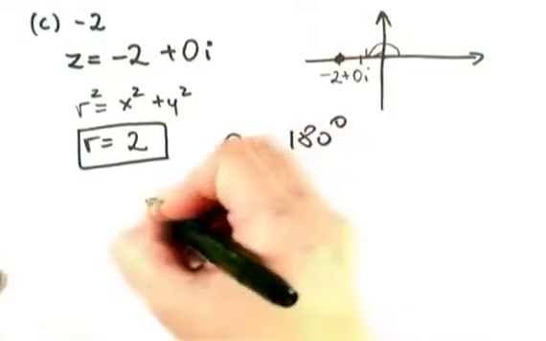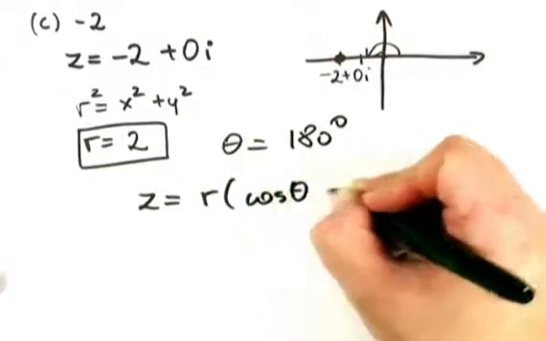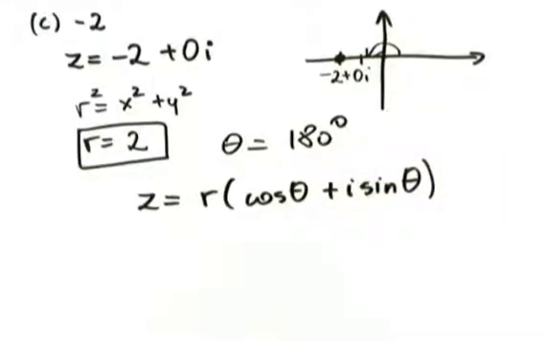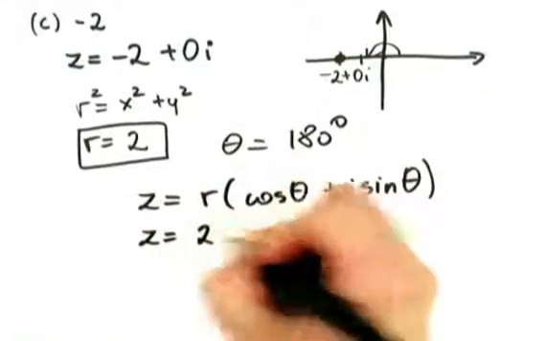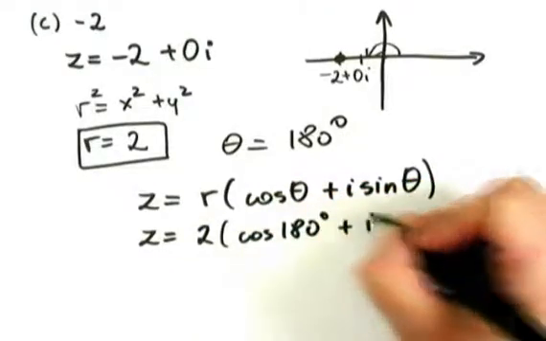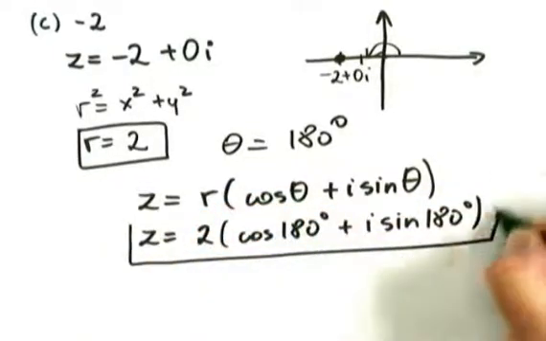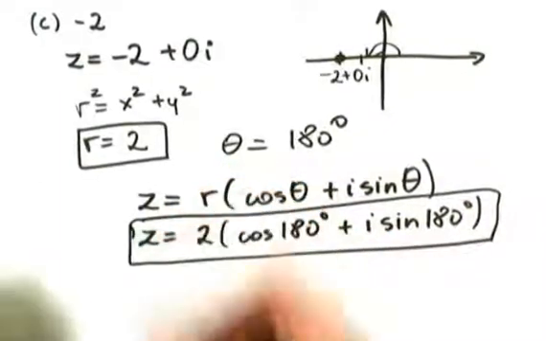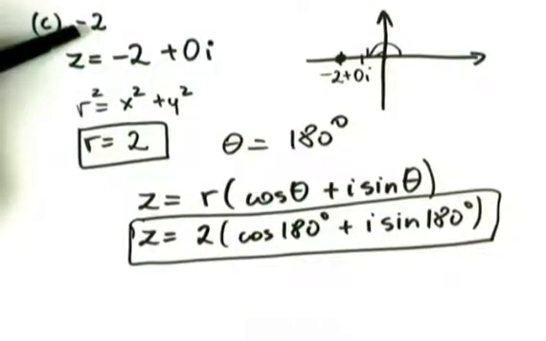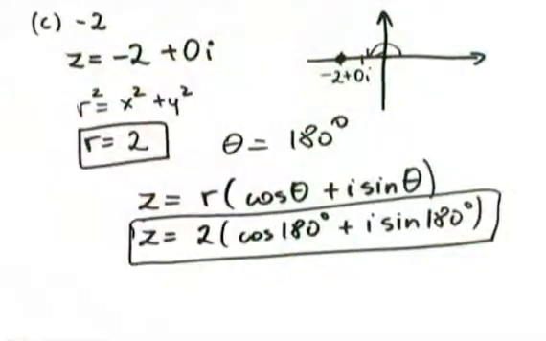So then we have the complex form z is equal to r times cos theta plus i sine theta. So my z is equal to 2 cos 180 degrees plus i sine 180 degrees. That's the polar form of the complex number -2. That complex number is a real number. It's on the real axis, not the imaginary axis.